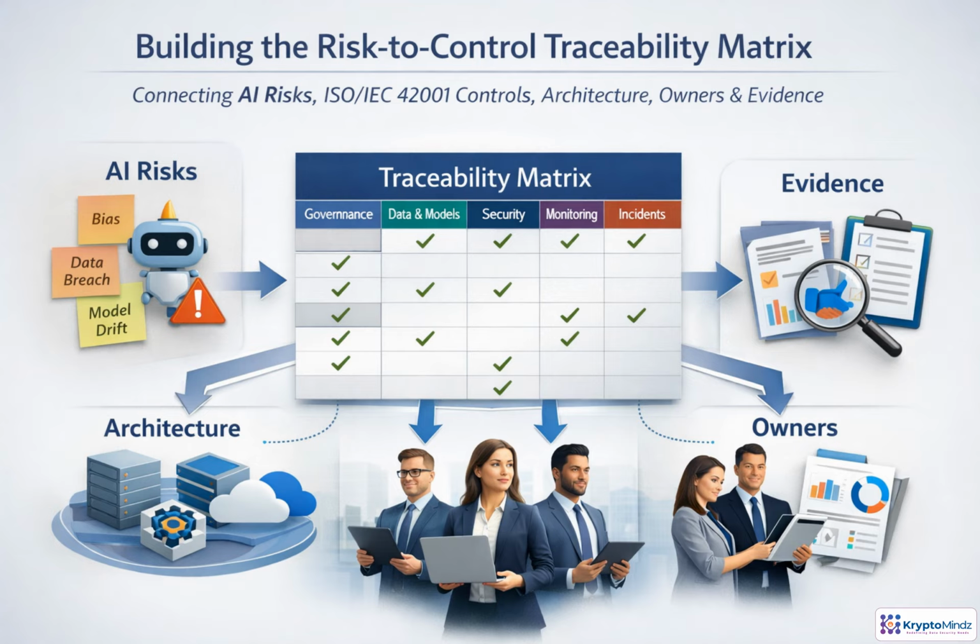The traceability matrix is where the AI management system becomes auditable. Start with each risk from the requirements work and impact assessment, then map it to the ISO IEC 42001 control themes that reduce or monitor that risk: governance, data, model lifecycle, security, transparency, monitoring, and incidents. Next, connect those controls to real architecture components, operational processes, accountable owners, and concrete evidence. The status column matters because it separates planned intent from implemented and verified controls. By the end, every major risk should have a clear control path and proof behind it.